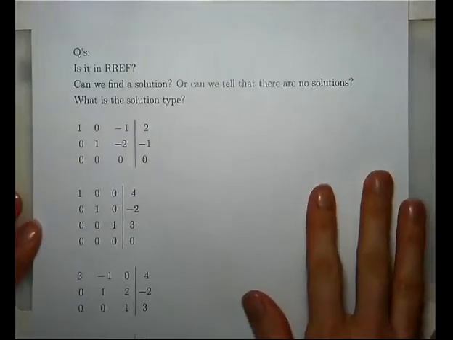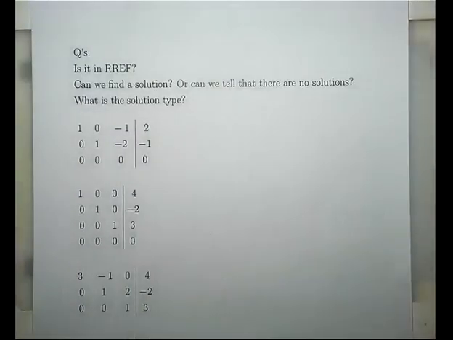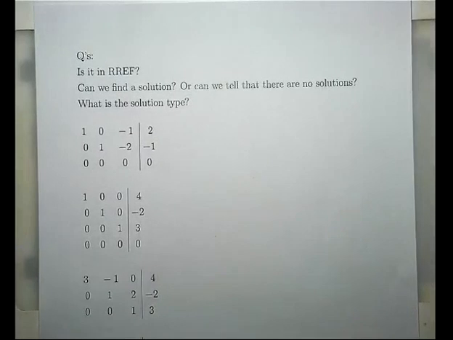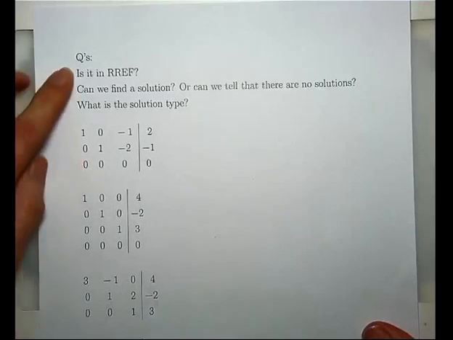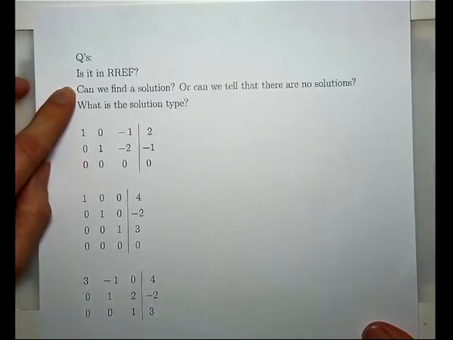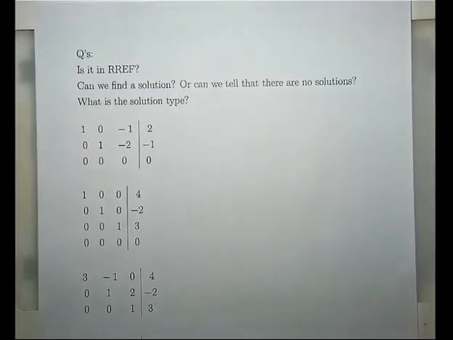Oh, wait. All right, one little thing before we stop. These little matrices here, I've got a couple of questions, augmented matrices. Is it in reduced row echelon form? Can we find a solution? Or can we tell there are no solutions? And if there are solutions, can you tell what kind they are, unique or infinite?